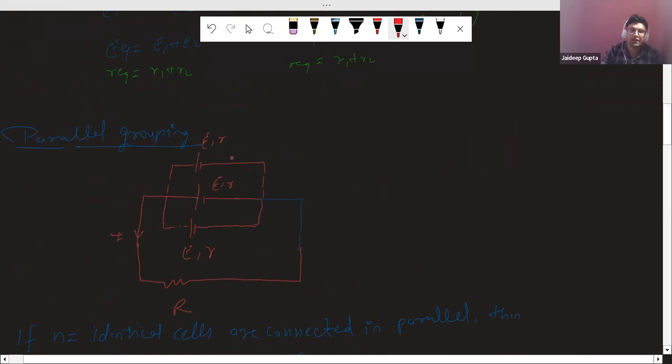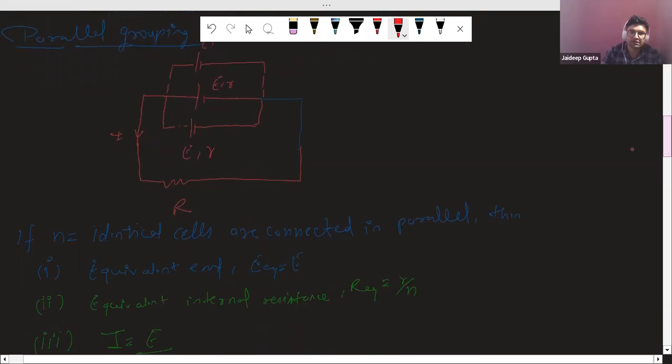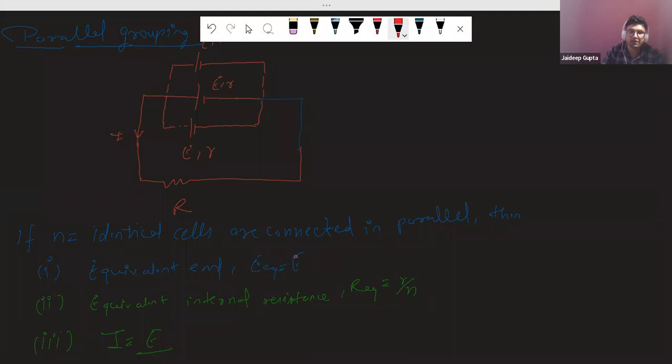Now parallel grouping. Let it be n number of identical cells again. Then the equivalent EMF equals E, and the equivalent internal resistance r equivalent equals r over n. We apply the equivalent resistance formula to calculate the internal resistance of the combination of cells.